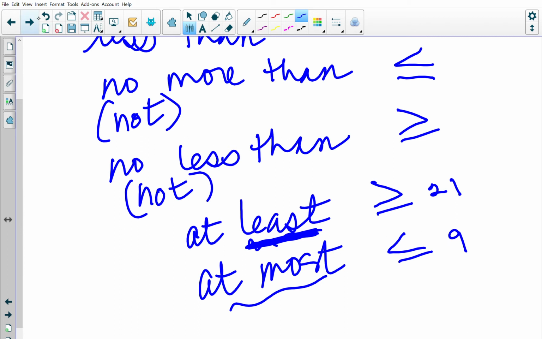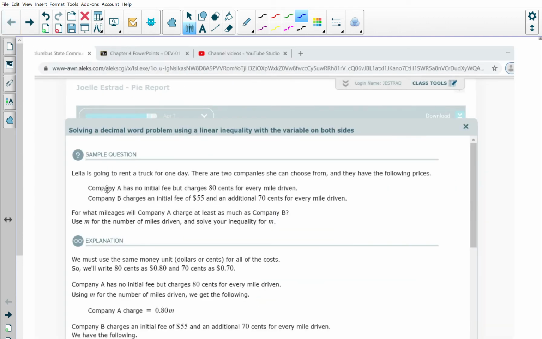Okay, so we'll go back to your problem. And we want to know when company A charges at least as much as company B. So that means company A's price is going to be greater than or equal to company B's price.